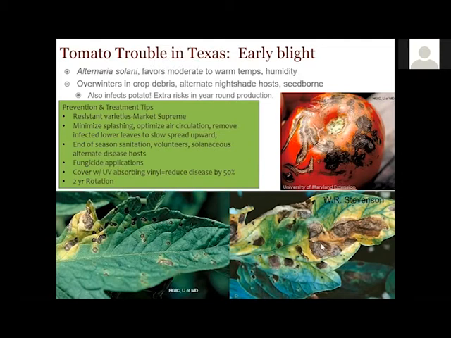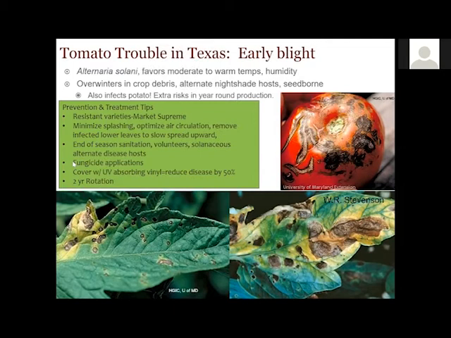and that's the spores. So prevention and treatment: resistant varieties, minimize splashing, optimize that airflow to dry things out, remove infected older leaves to reduce the sheer numbers of spores you have there. End of season sanitation, that includes those tempting little volunteers and alternate hosts. So anything in that Solanaceae family. You can always pair these things with fungicide applications.